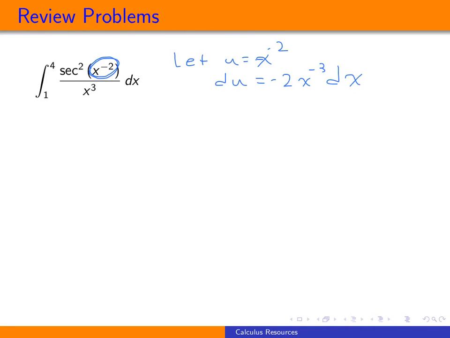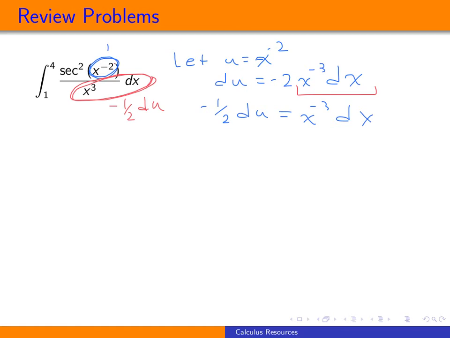Well, in my original equation, I do have x to the negative 3 dx. It's right here, because that x cubed is in the denominator. So I don't have a negative 2. So back over in my u work, I'll divide both sides by negative 2. So we get negative 1/2 du is equal to x to the negative 3 dx. So that means this stuff circled in red here gets replaced with negative 1/2 du, and this x to the negative 2, it gets replaced with u.